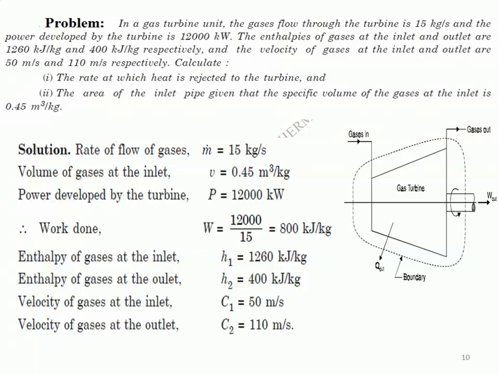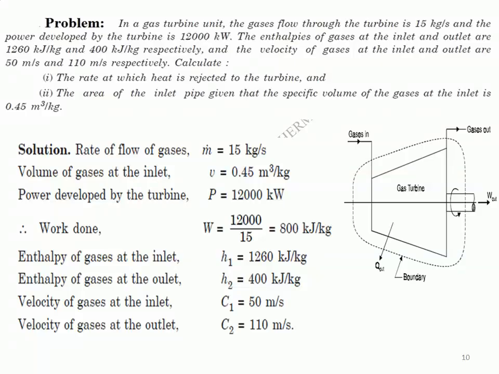Solution: rate of flow of gases m equals 15 kilograms/s. Volume of gases at the inlet v equals 0.45 meter³/kilograms. Power developed by the turbine P equals 12,000 kilowatts. Work done W equals 12,000 divided by 15 equals 800 kilojoule/kilograms. Enthalpy of gases at the inlet H1 equals 1260 kilojoule/kilograms.